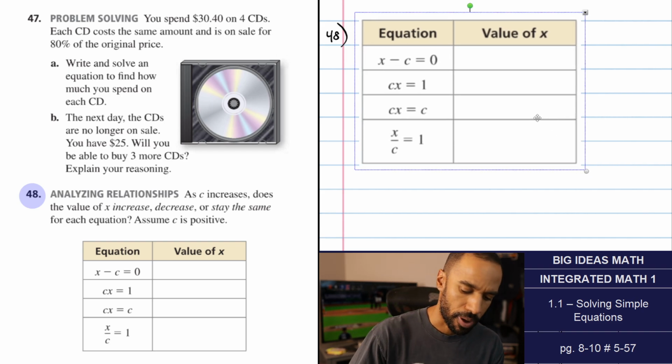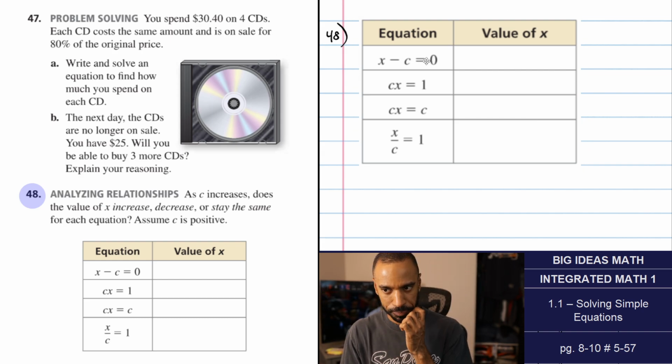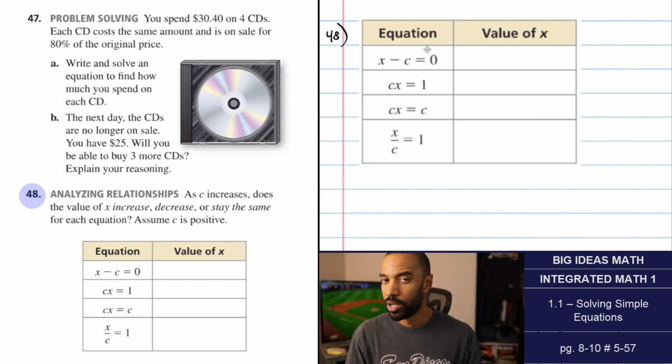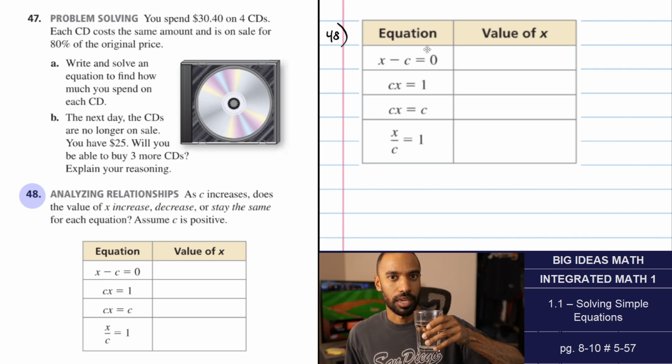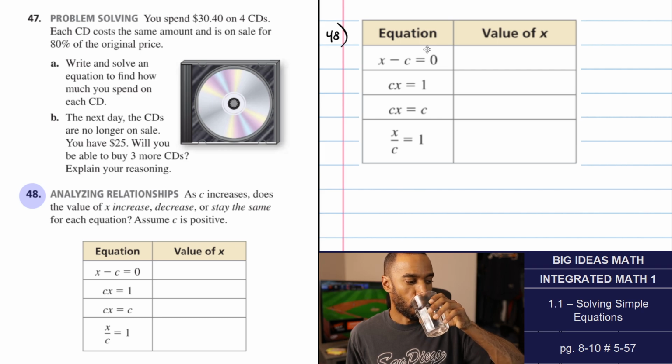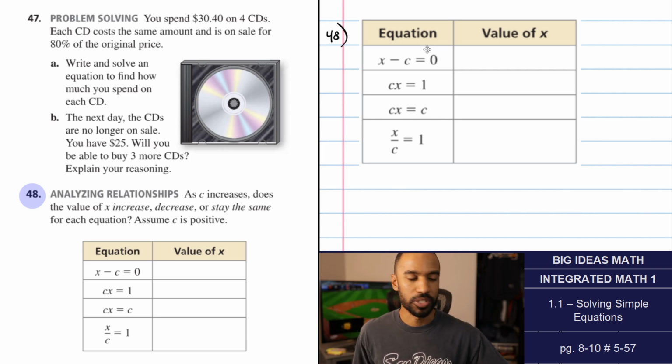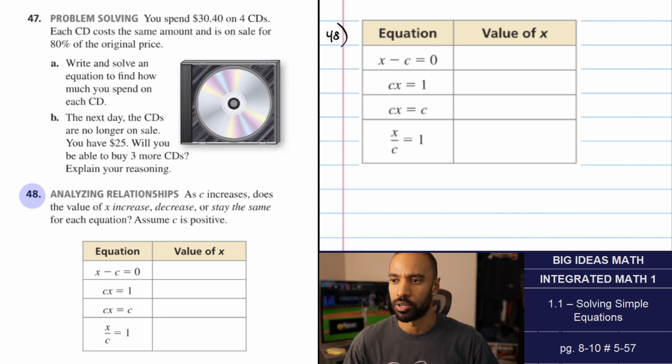Now, with this in mind, here's what I want to state. When it says assume C is positive, that means when it says X minus C, that means if C was 2, then that means X minus 2. That doesn't mean turn that minus into a plus. It means you don't turn the minus into a plus. Because if C was negative 2, that would mean X minus negative 2, which is X plus 2. Anyway, just making sure that you understand that.